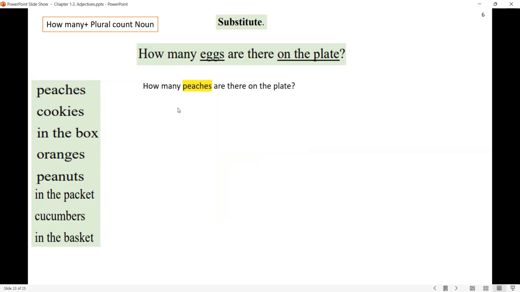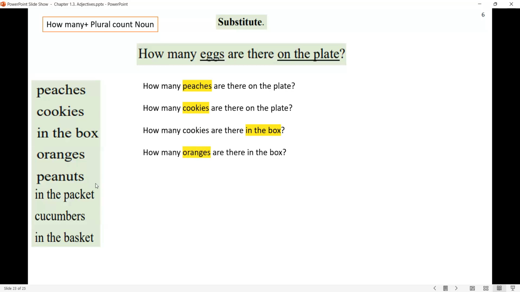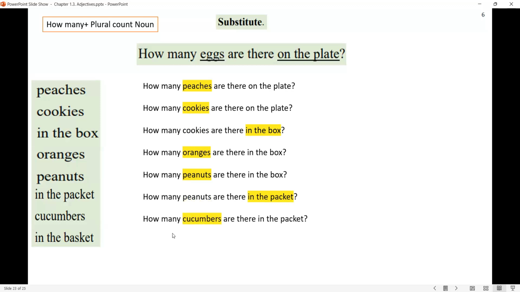Peaches. How many peaches are there on the plate? Cookies. How many cookies are there on the plate? In the box. How many cookies are there in the box? Oranges. How many oranges are there in the box? Peanuts. How many peanuts are there in the box? In the packet. How many peanuts are there in the packet? Cucumbers. How many cucumbers are there in the packet? In the basket. How many cucumbers are there in the basket?